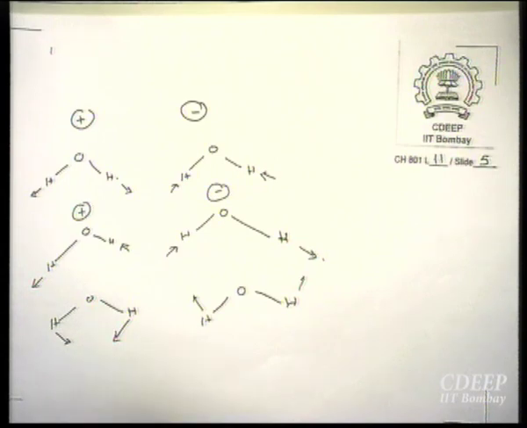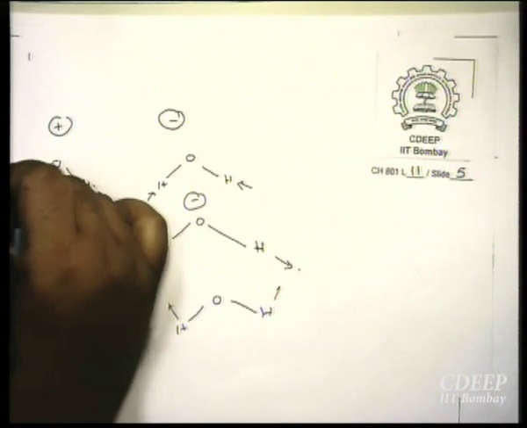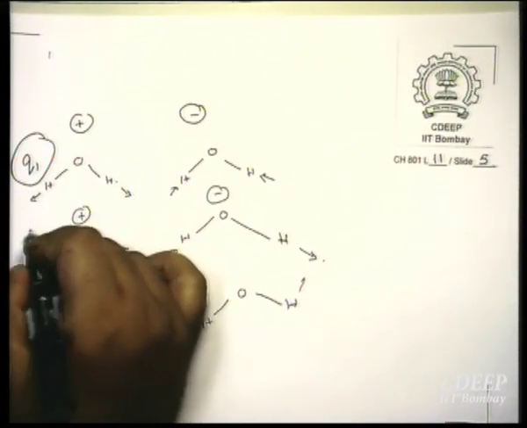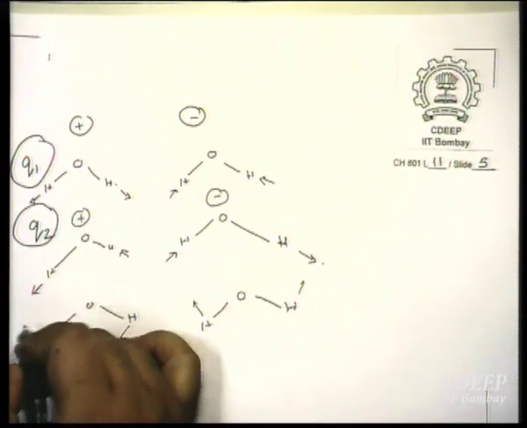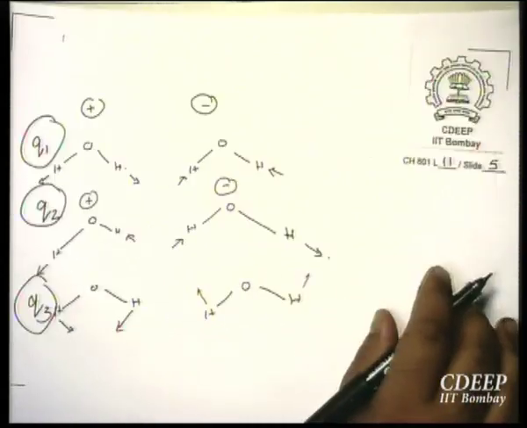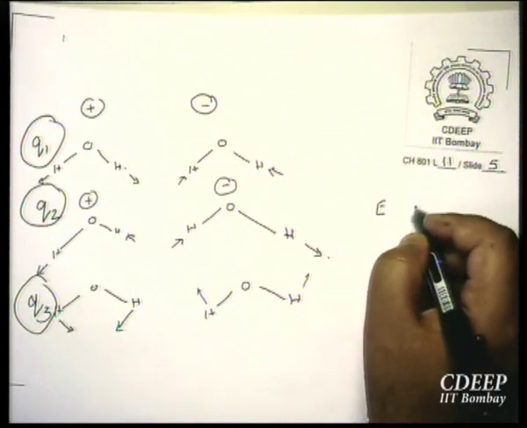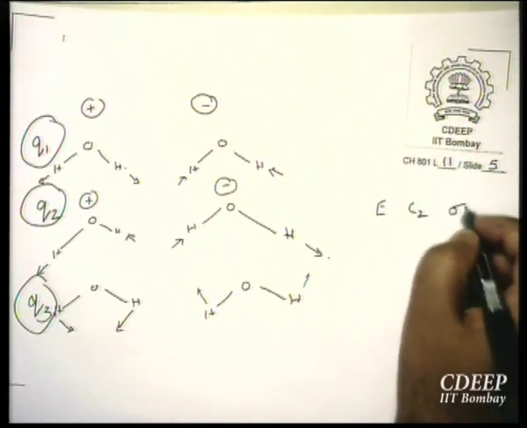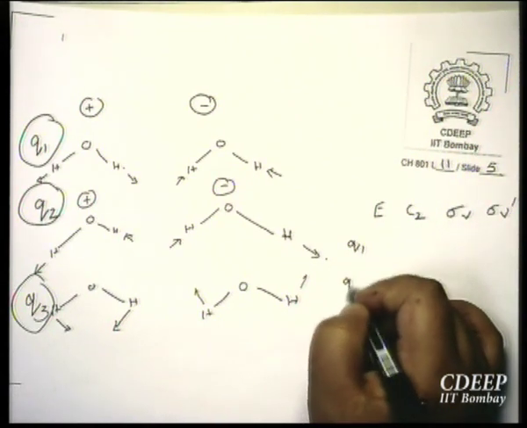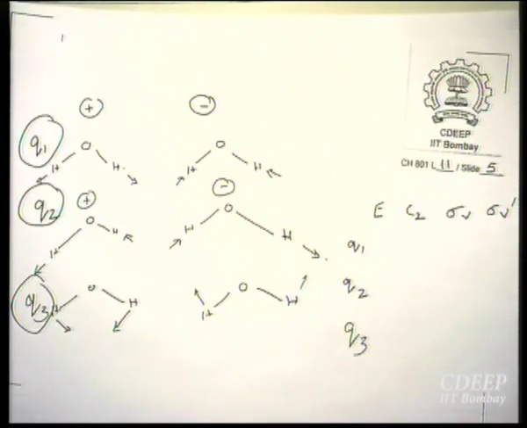Now, what are the symmetry operations? So, maybe I will call this Q1, I will call this Q2, I will call this Q3. So, now see: E, C2, sigma V, sigma V dashed. Let us see if I can find out if Q1, Q2, Q3 belong to some symmetry species or not.